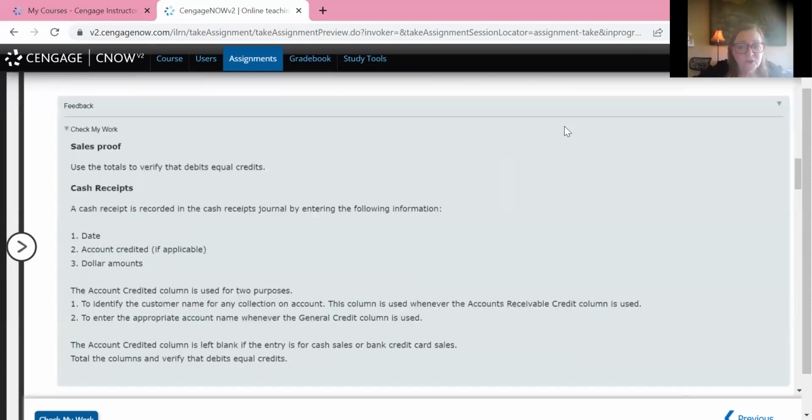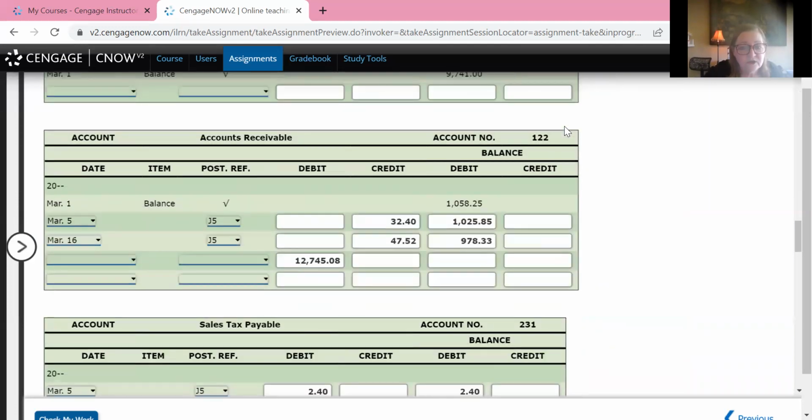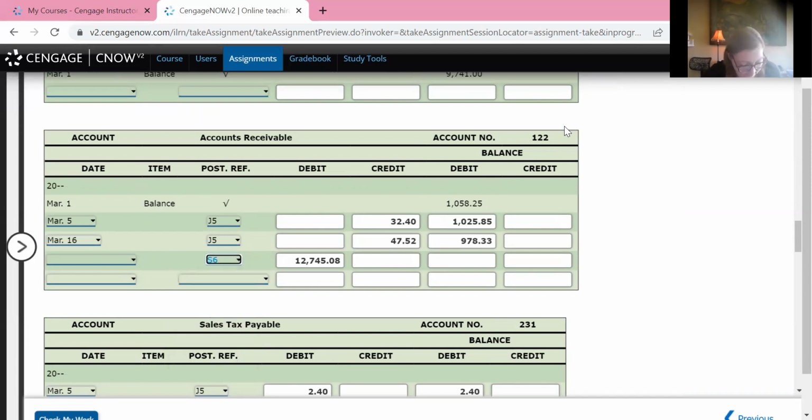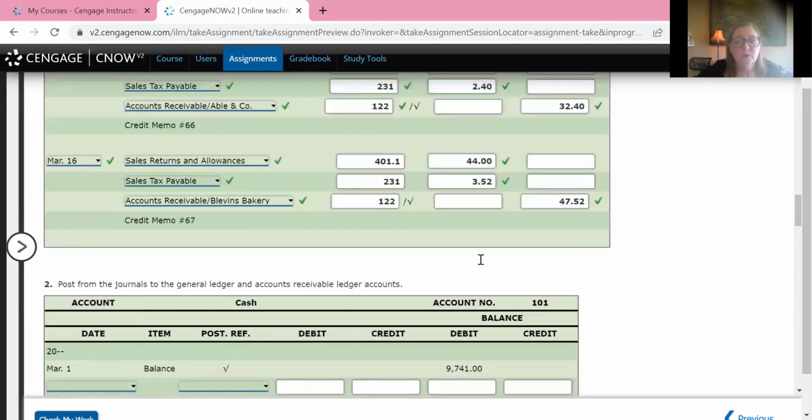So when we go to post it into accounts receivable, we're going to use that reference. S for sales journal, page 6. And we're going to put the date as of the last day of the month. So when we post that 12/45/08 as a debit, it means it's going to increase our balances going forward from 978.33 debit by another debit of 12/7/45. That'll bring us to a cumulative balance of 13/7/23/41. So that's our ending balance after just posting that piece of the sales journal. Okay, we're not quite done.